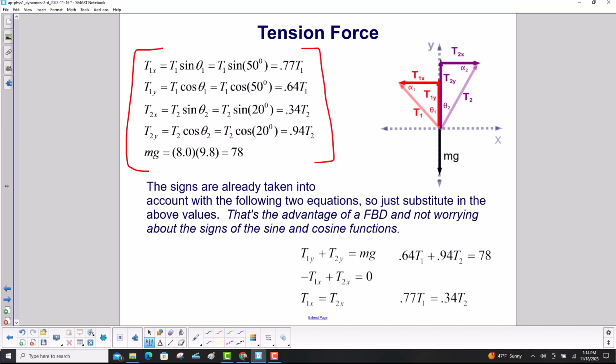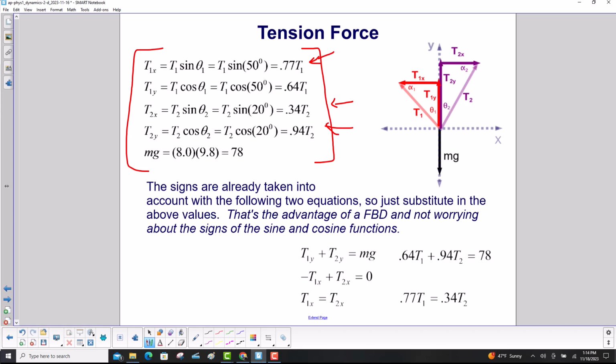T1x is T1 sine theta 1, which is T1 times the sine of 50 degrees, which is 0.77 T1. Then T1y, T1 cosine theta 1, we substitute that and get 0.64 T1. Then we keep going with T2x and T2y, get those values. And finally mg is going to be 8 kilograms times 9.8 meters per second squared, and we get 78.